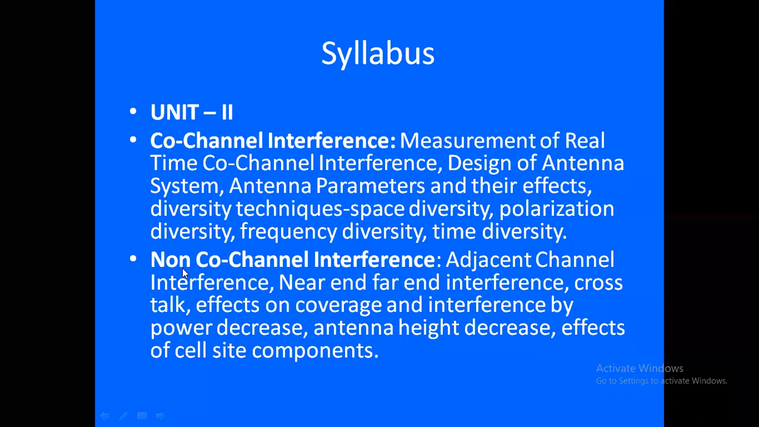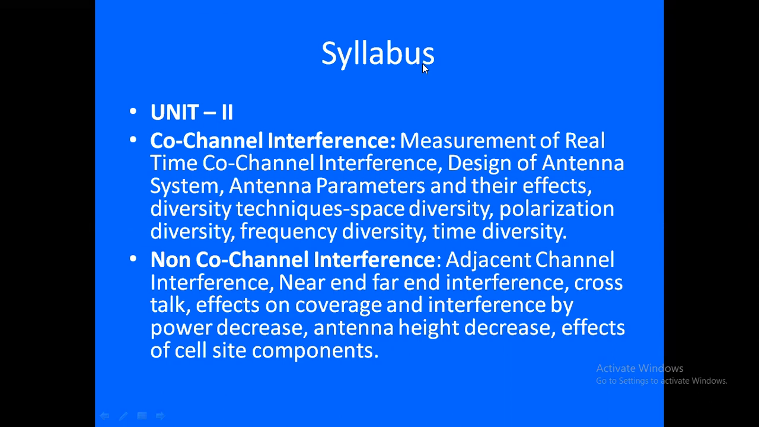In this, we are into non-co-channel interference. In this, we have seen the adjacent channel interference, near and far end interference, and crosstalk. Today, we will be seeing the effect on coverage and interference by power decrease, antenna height decrease, and the effect of cell site components. These are the two important topics we will be seeing today.